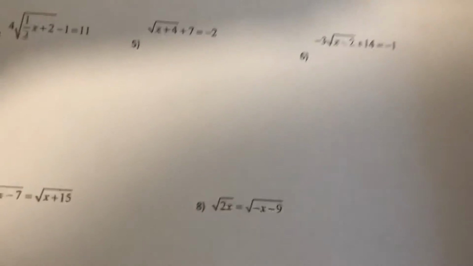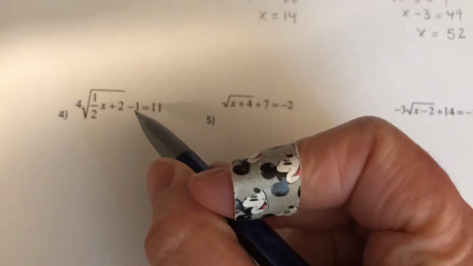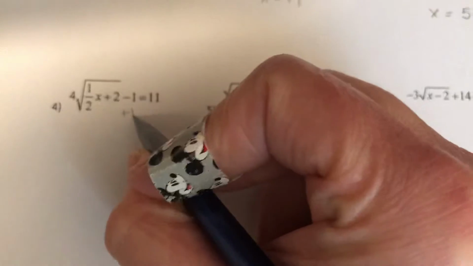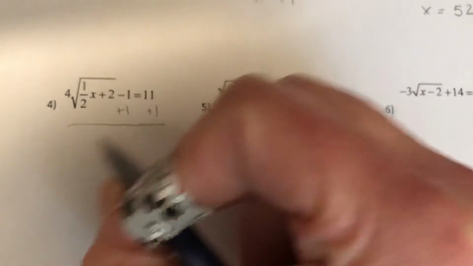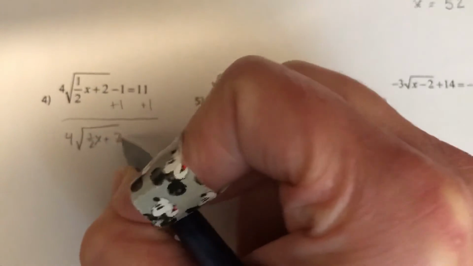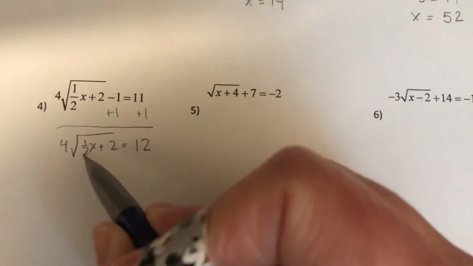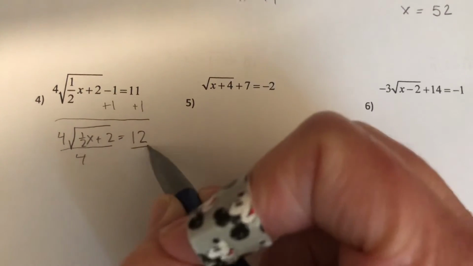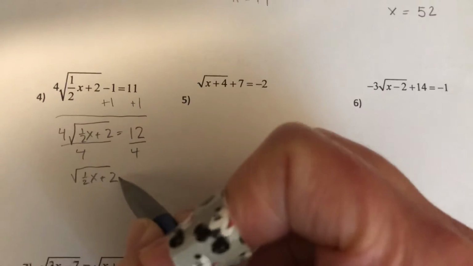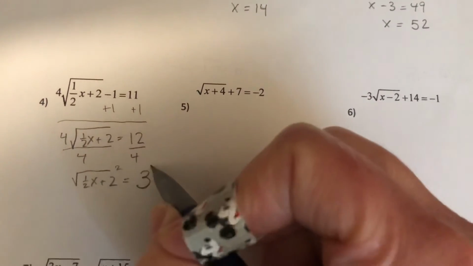Let me jump down to number 4. This one has a little bit more work involved. Again, we want to get rid of this minus 1 here, so I'm going to add 1 to both sides. You always do your adding and subtracting first. Now, we have a coefficient of 4, so we have to divide by 4. Okay. Undo the radical by squaring both sides.